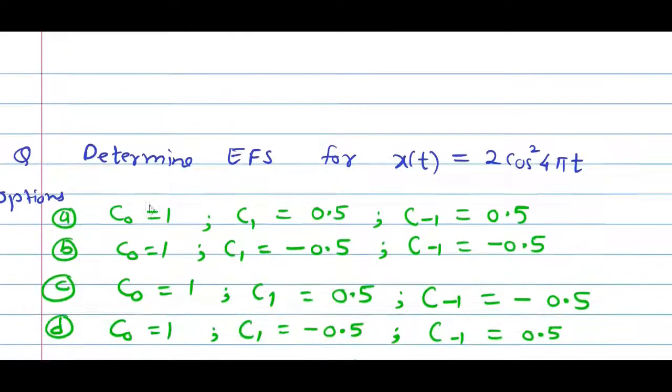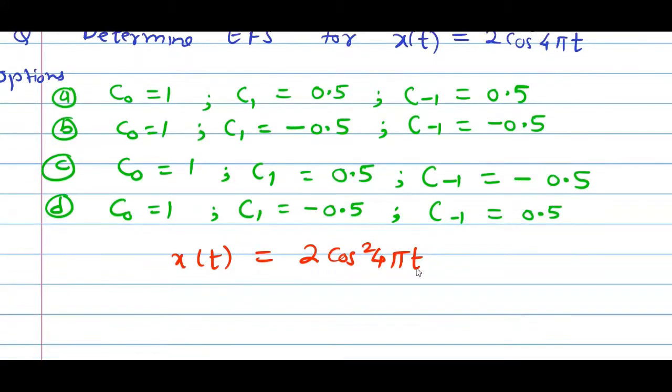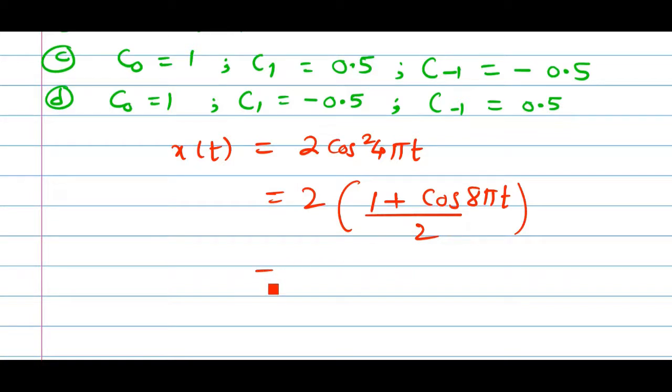Now let's look at one more question. Find the exponential Fourier series coefficient for x of t equal to 2 cos square 4 pi t. So x of t given is 2 cos square 4 pi t. Use the cos square theta formula. So cos square theta is nothing but 1 plus cos 2 theta divided by 2. Theta is 4 pi t, so 2 theta becomes 8 pi t. The 2 cancels, so it is nothing but 1 plus cos 8 pi t.